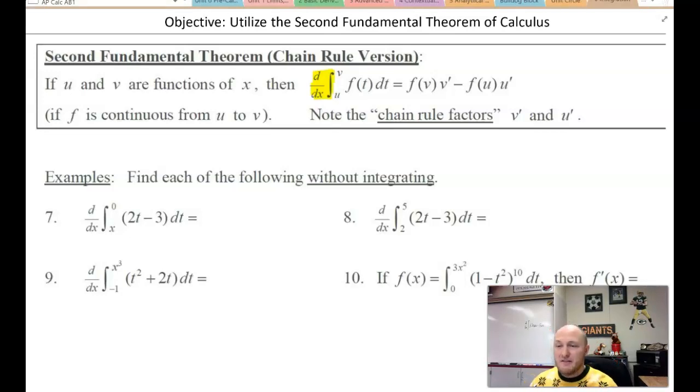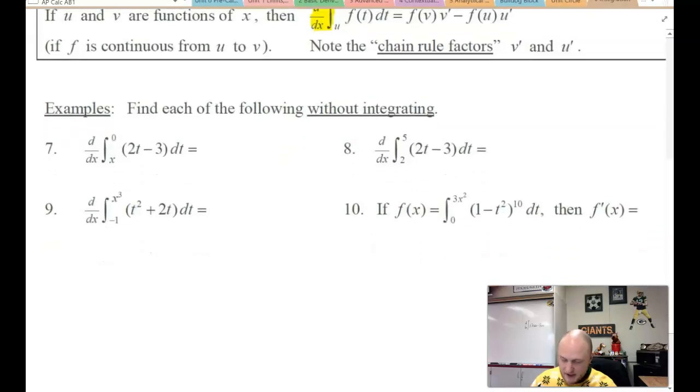But if I have a function that has a derivative, I have to multiply times that. So these examples, they want us to go ahead and find each of the following without integrating. Okay, so let's look at this.